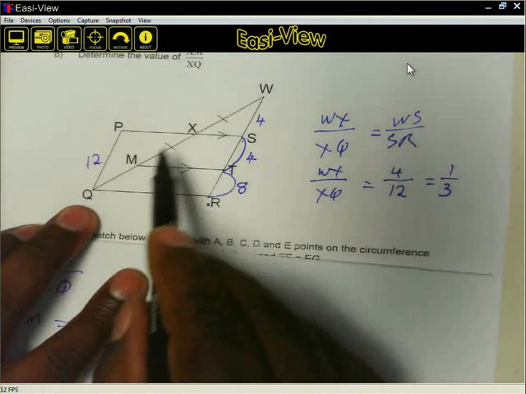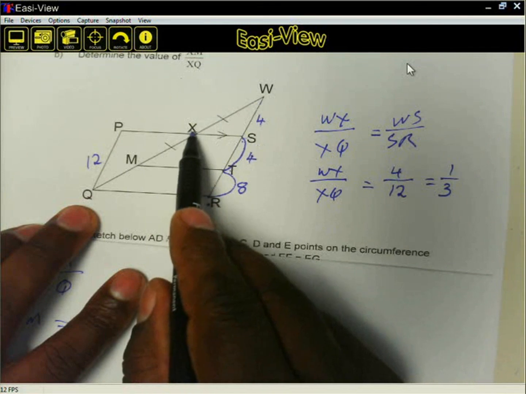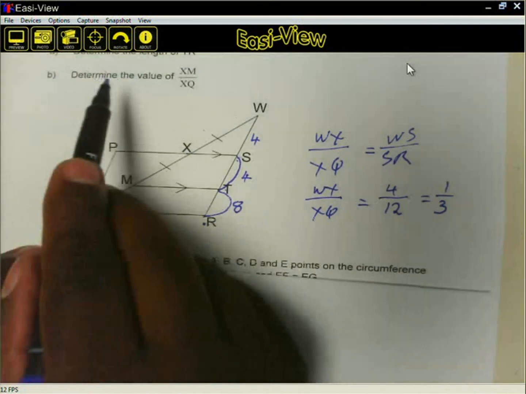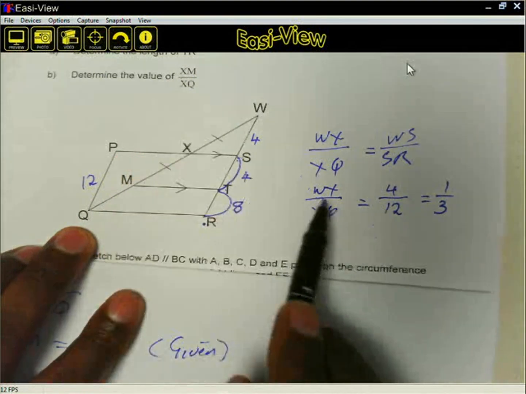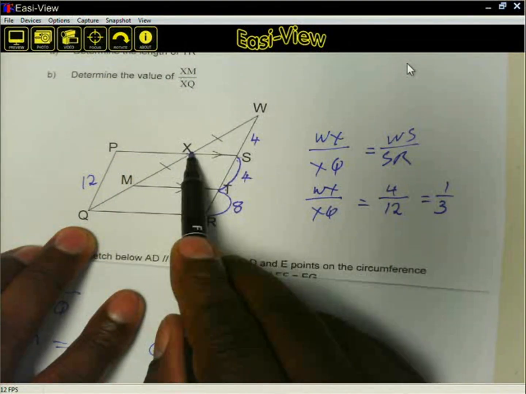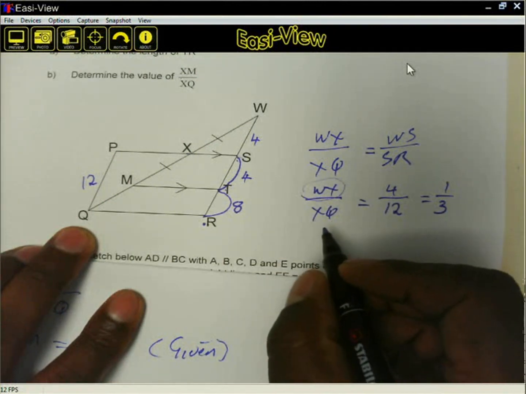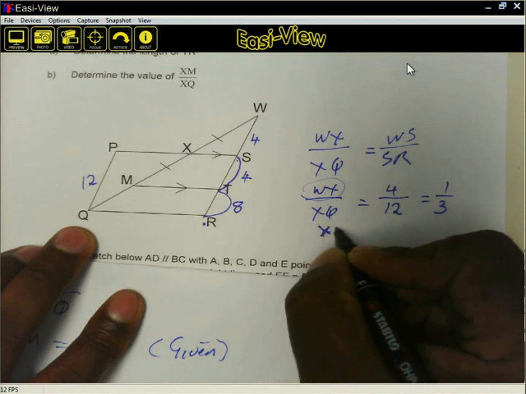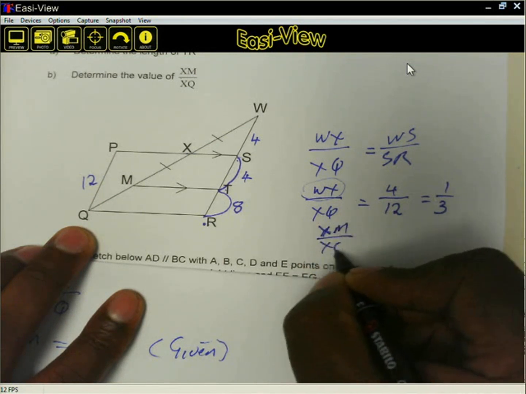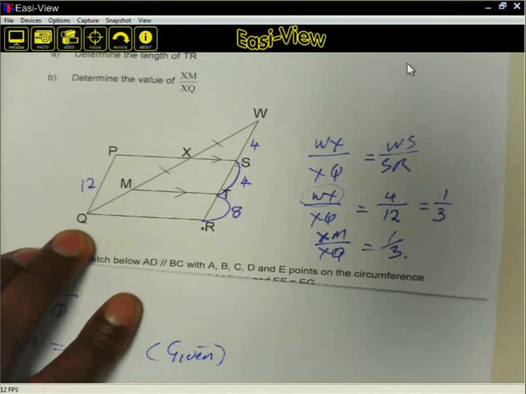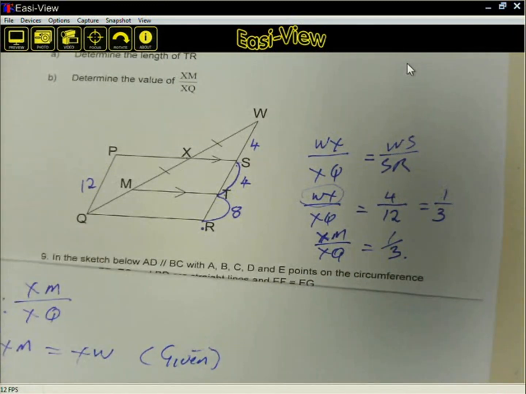So WX, remember WX is equal to XM. The question is determine the value of XM over XQ. Instead of WX here, I substitute XM. Therefore XM over XQ becomes 1 over 3. This is one other problem where we applied the theorem that states a line parallel to a side of a triangle divides the other two sides in the same proportion.